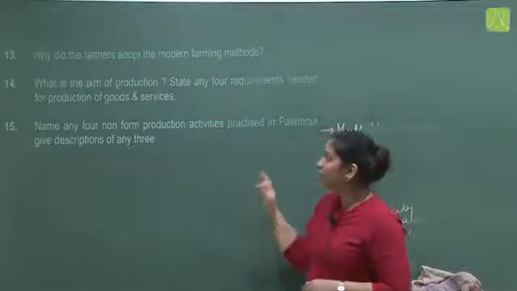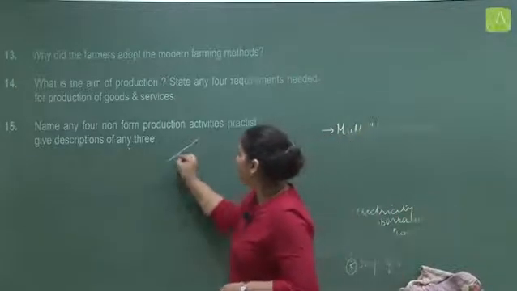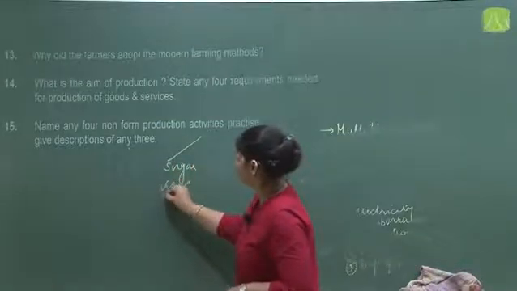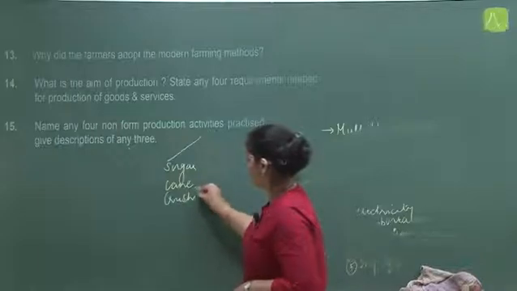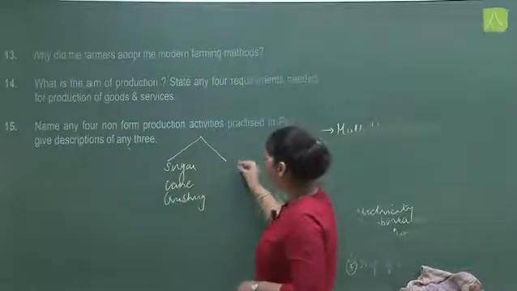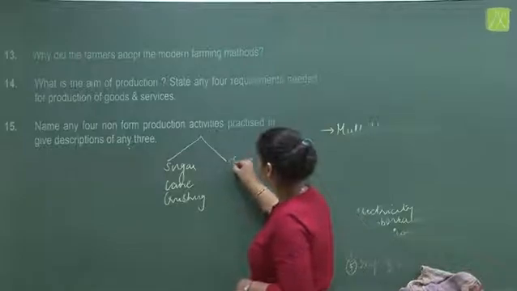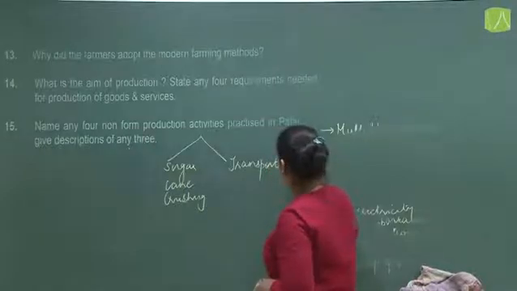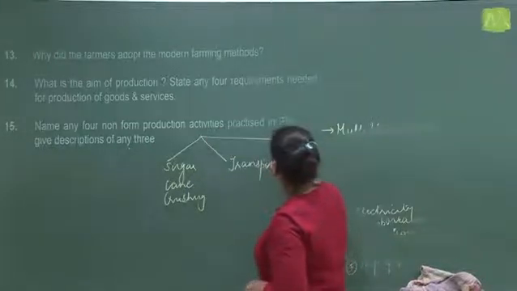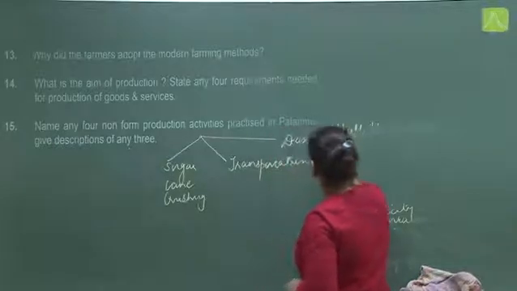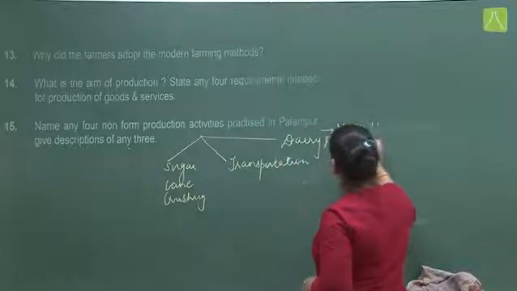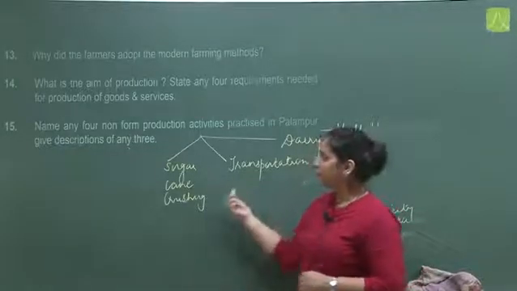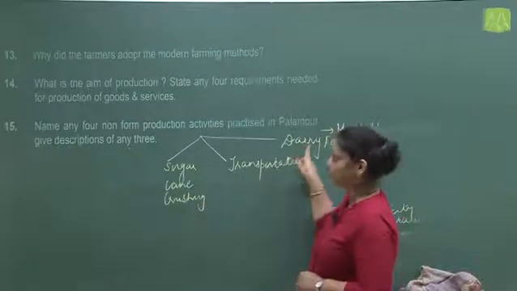Now, when you come to non-farming production, you can give example of sugarcane crushing, you can also give example of transportation, you can also here give examples of dairy farming. So, these are the 3 options or the 3 descriptions of which you can describe that this is secondary, these both are tertiary sectors.